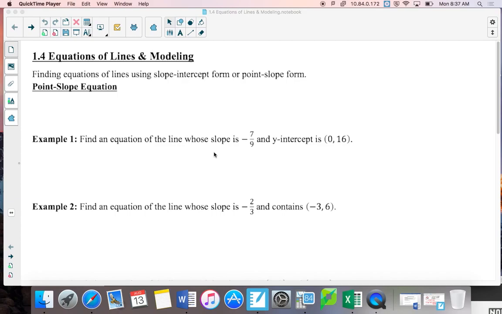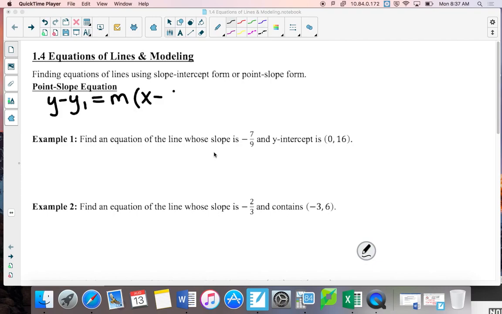Welcome back, everybody. We're going to cover 1.4, equations of lines and modeling. So we're going to write equations of lines using either slope-intercept or point-slope form. A reminder on point-slope form: y minus y sub 1 equals m times x minus x sub 1. X sub 1 and y sub 1 are an ordered pair, and m is your slope.